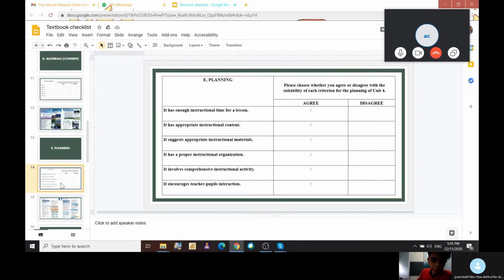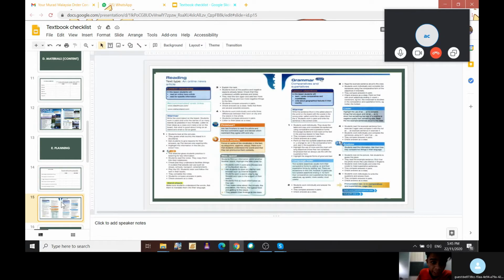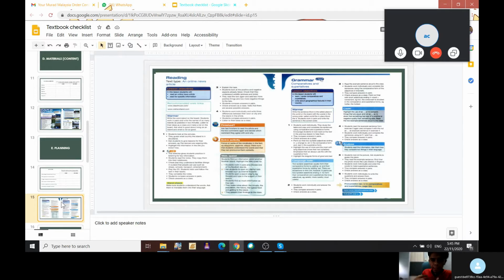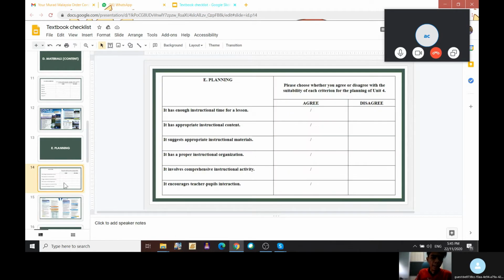And then the last one is it encourages teacher-student interaction. Yes, for me, I agree because the textbook itself prepares so much instruction so that teachers and students will cooperate together inside the classroom. The teacher will be the facilitator, while the students will keep asking the teacher what to do and so on. That is what is meant by it encourages teacher-student interaction.